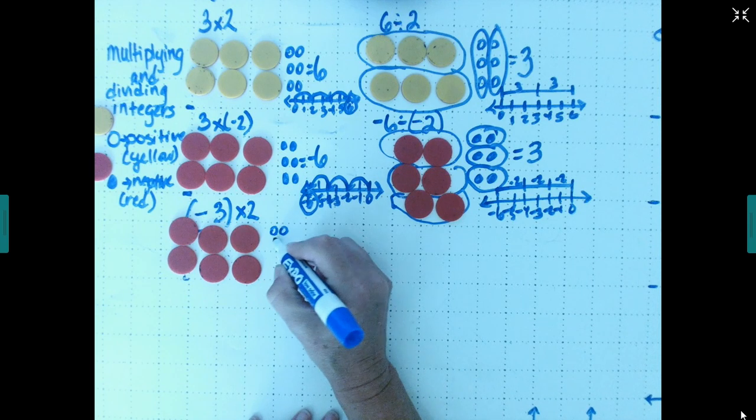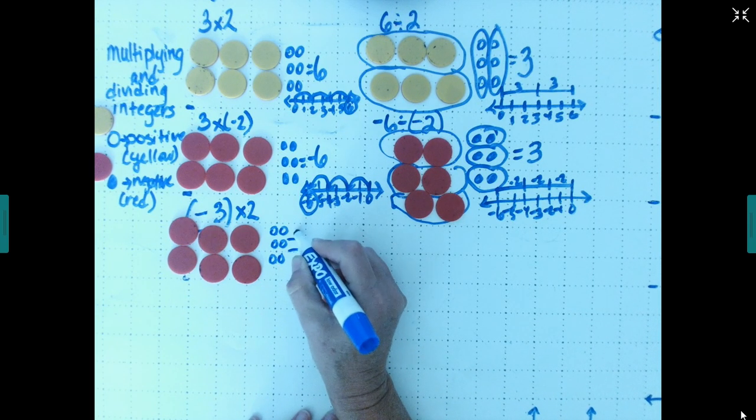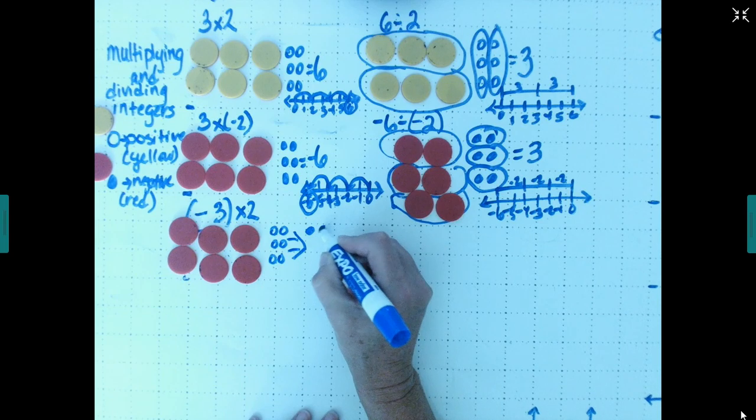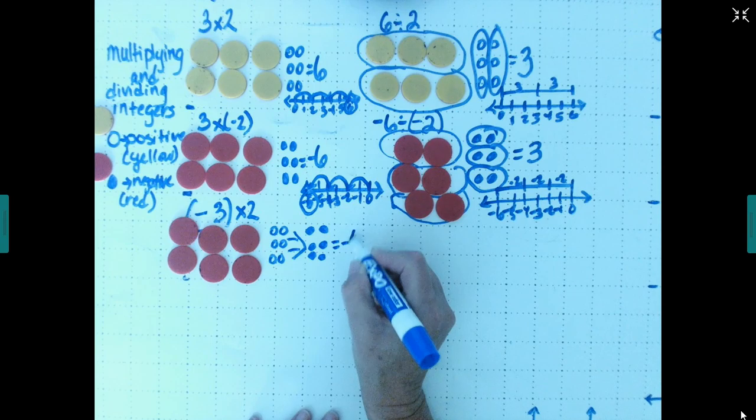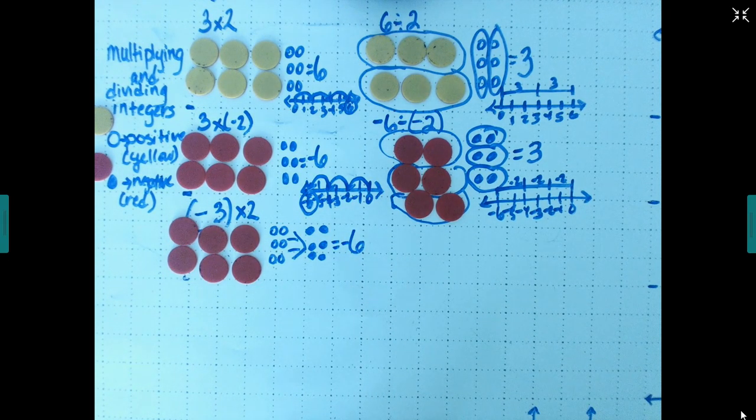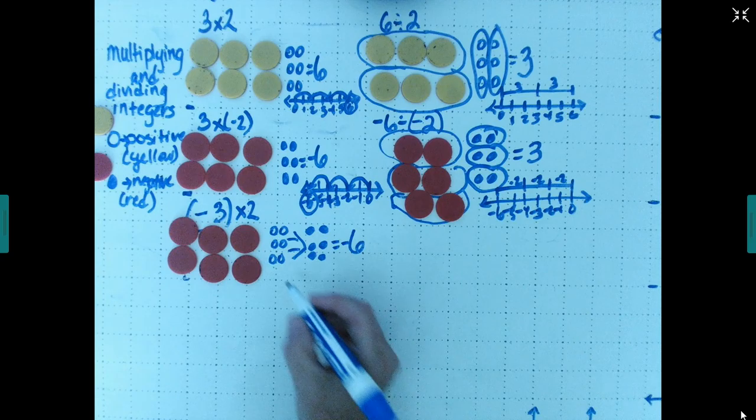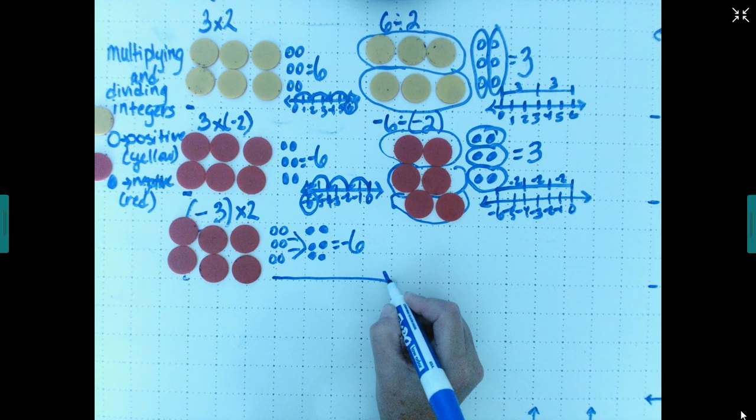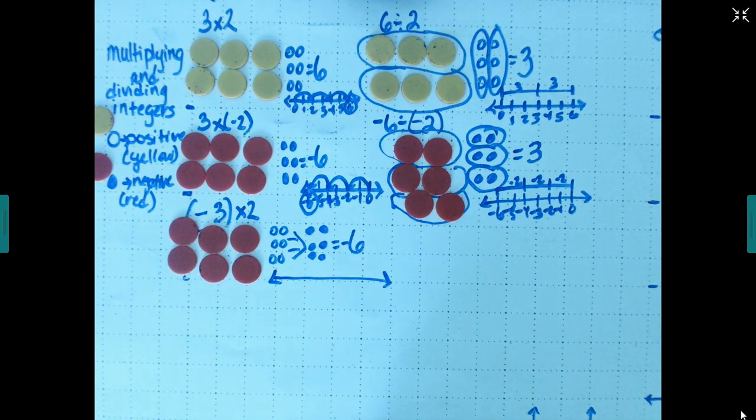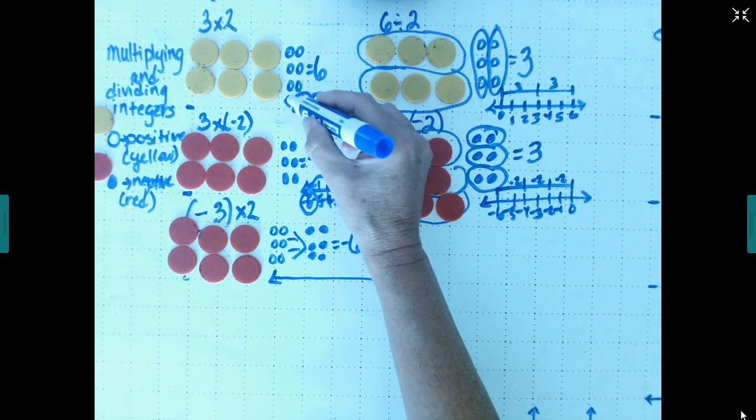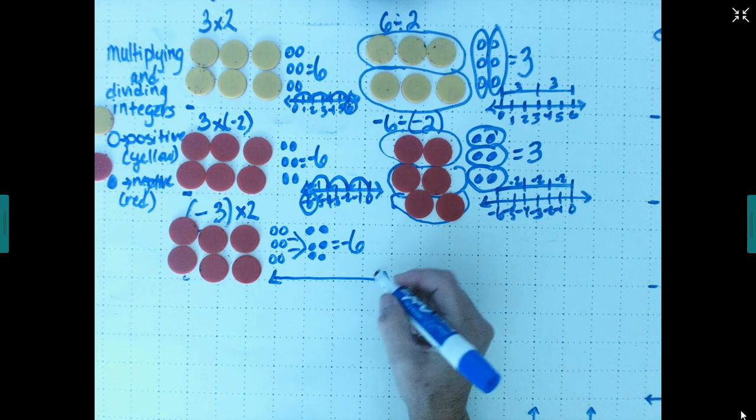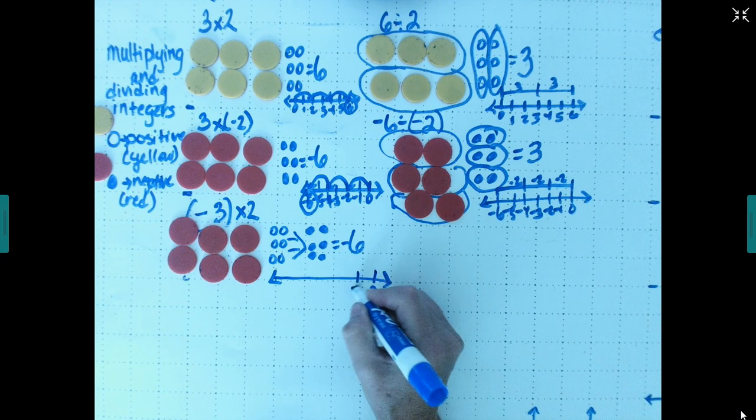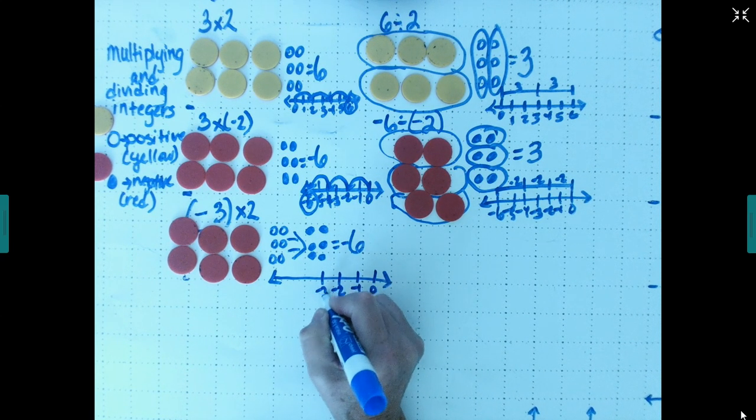So what does that look like in our visual? Well, we start with our 3 groups of 2, and then we want the opposite of that. So we have 3 groups of negative 2, which gives us negative 6. And I know you're thinking, what does that look like on a number line? Okay, so we want the opposite of 3 groups of 2. When we were finding 3 groups of 2, we went in a positive direction. So we want the opposite of that. So instead of moving in a positive direction, we're going to move in a negative direction.